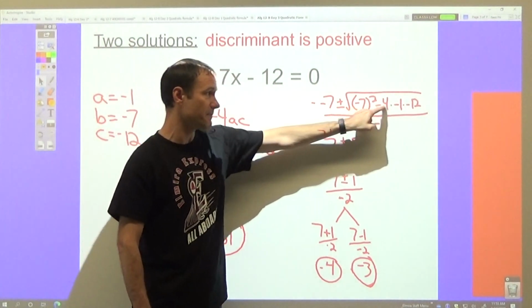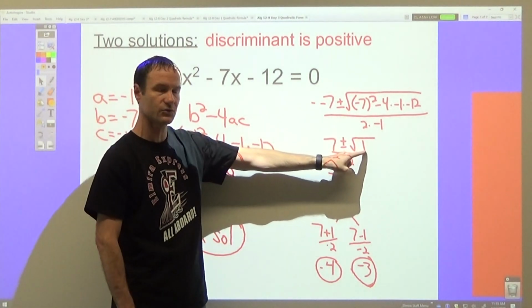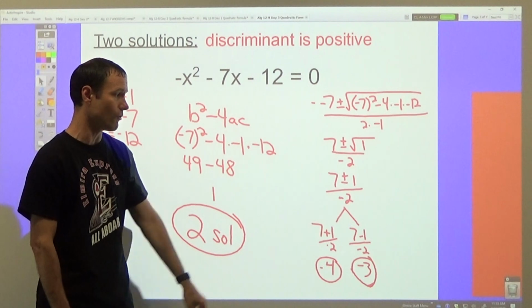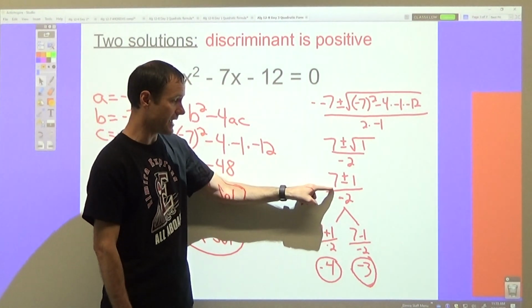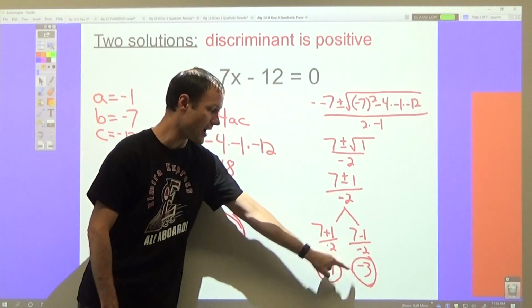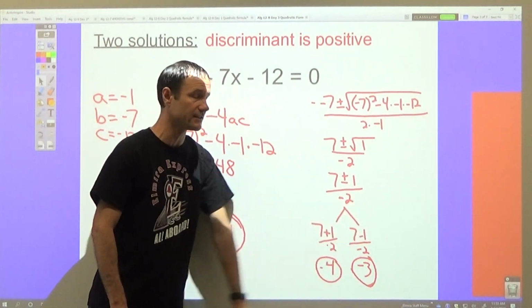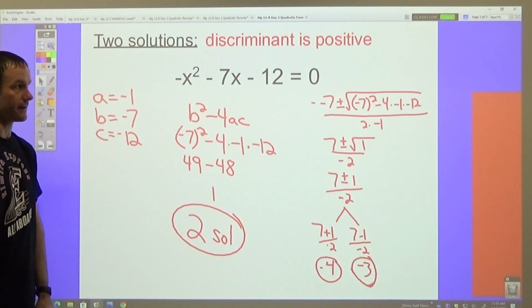So do you have to type that all back into the calculator? No. Just take your 1 and stick it under your square root symbol in your discriminant. So 7 plus or minus the square root of 1, which is just 1. Then we're going to split our problem into 2 to find our 2 solutions. Remember, put the plus over to the left, put the minus over to the right. Our 2 answers then are negative 4 and negative 3.